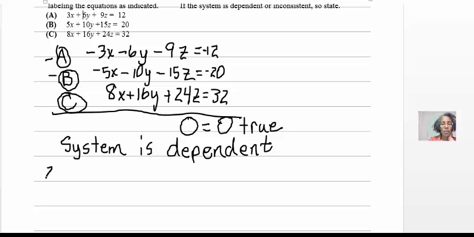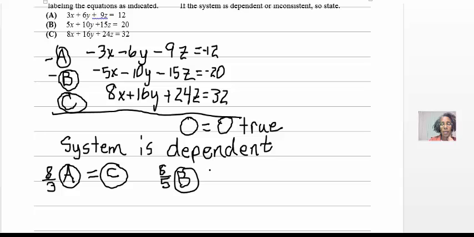So we actually are able to see that if I multiply equation A by 8/3, I get equation C. And if I multiply equation B by 8/5, I get equation C. So in other words, if there are constants I can multiply two of the equations by to get the third equation, then that basically tells me that the three equations represent the same plane.